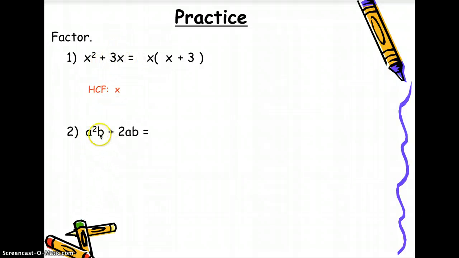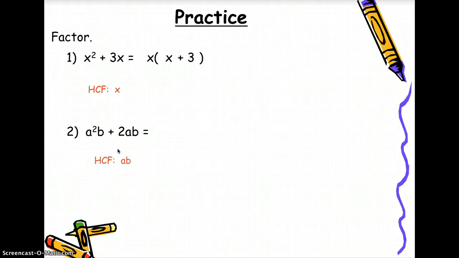How about a squared b plus 2ab? What are their common factors? I know that this one will have two a's and one b. On the other hand, on this term, I will have a 2, one a, and then a b. So here, there's no number, so 2 is not a common factor. For a, I know that on this term, there's 2a, and here is 1a, so they have 1a in common. Here, there's 1b, and in the other term, there's 1b. So they have 1b in common.